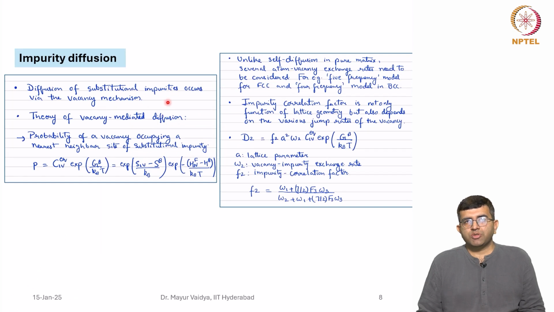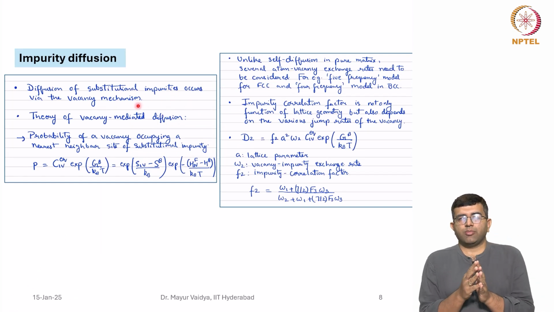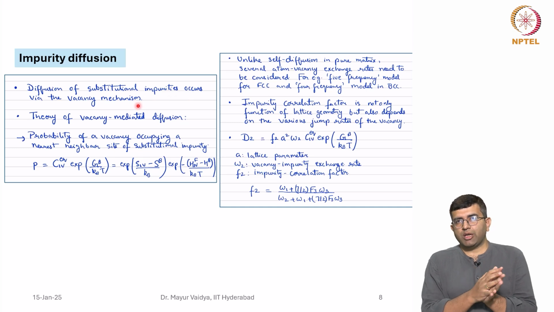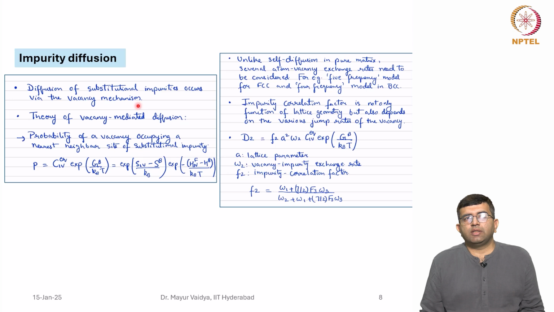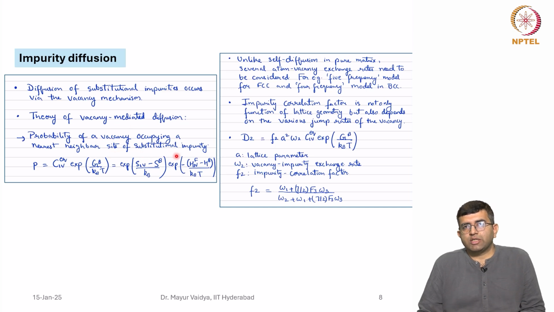So, diffusion of substitutional impurities. Remember we talked already a little bit about the interstitial diffusion in metals. So, we are talking here more about the substitutional impurities. That occurs by the vacancy mechanism. The theory of vacancy mediated diffusion involves that the probability of a vacancy occupying a nearest neighbor site of the substitutional impurity also has to be taken into account.